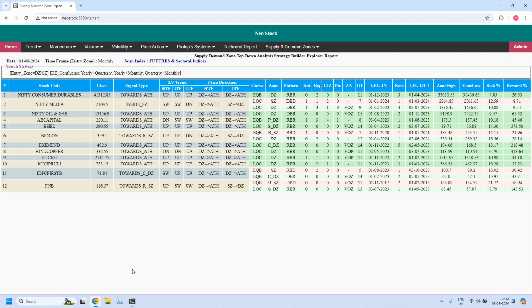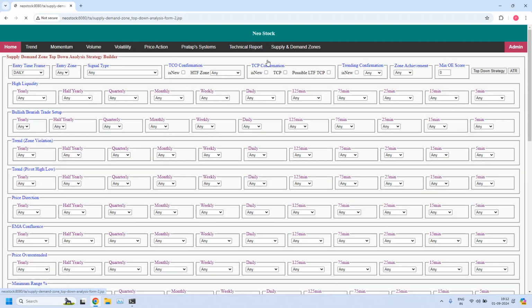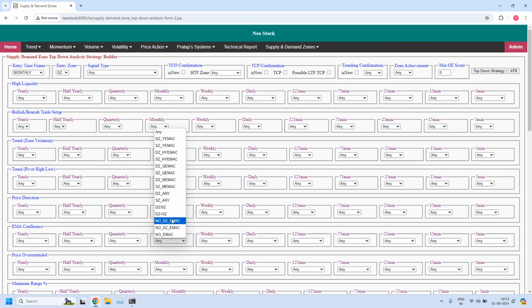What about supply zones? So next we will look into supply zone related, EMA confluence related, zone confluence related. So entry time frame is monthly, and the EMA confluence we are looking for. So what is that EMA? Monthly supply zone, because we are selecting monthly. Let me select supply zone, entry zone. So we are looking for monthly supply zone with monthly EMA confluence. This is the one. Monthly supply zone, monthly EMA confluence.